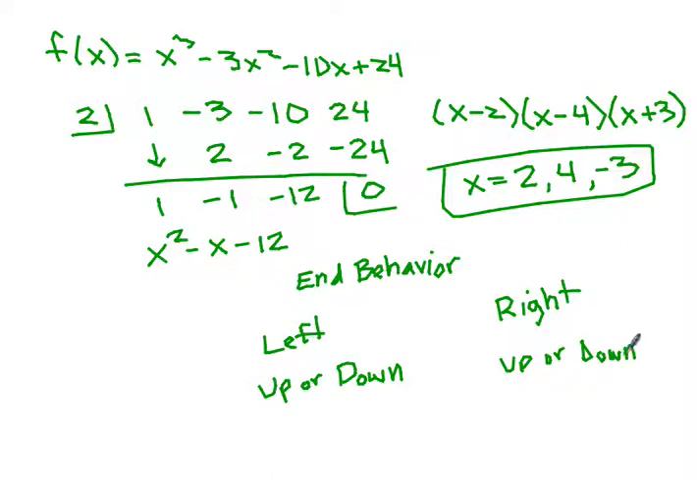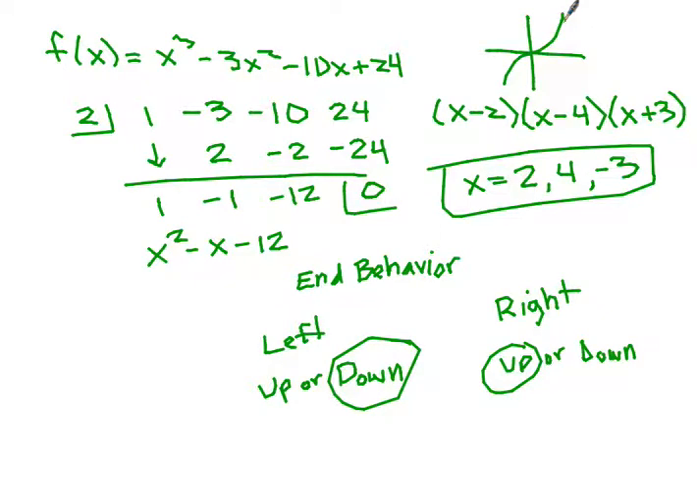Okay, so we know that it's down to up, because it's an odd degree and it's positive, so it behaves like our typical cubic function. So we've got that down to up behavior. All right, last question on the test is going to be the rational functions.